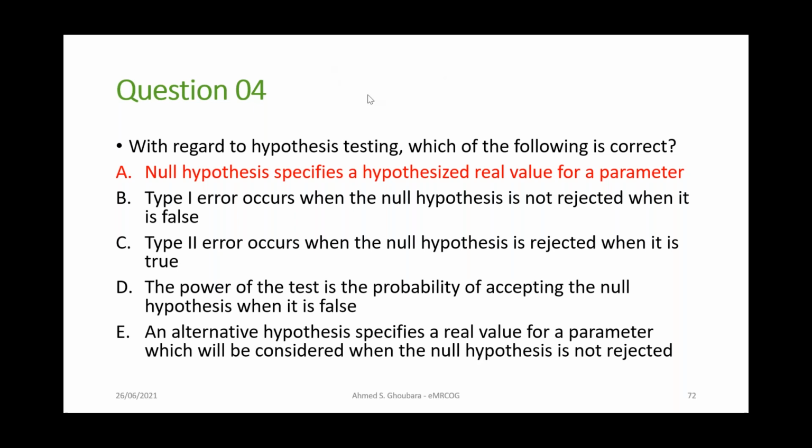So now we are convinced that A is not correct. Now D, the power of this test is the probability of accepting the null hypothesis when it is false. Obviously, this can't be true, because we said the power of the study is the ability of the study to do the correct thing, the ability to avoid the error. Remember, 80% is the power of the study to do the right thing. So it can't be accepting something false.